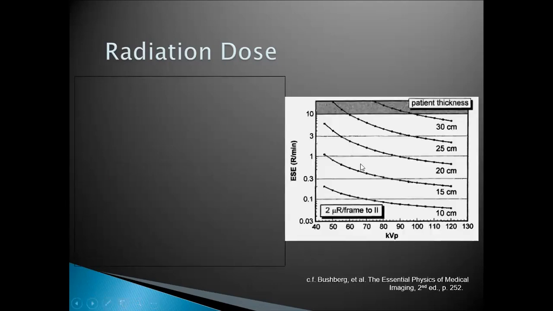There is a massive radiation dose: the thicker the patient, the more the scatter, the more the entrance skin exposure. As the patient thickness increases, the kV increases. The thicker the patient, the more the entrance skin exposure.